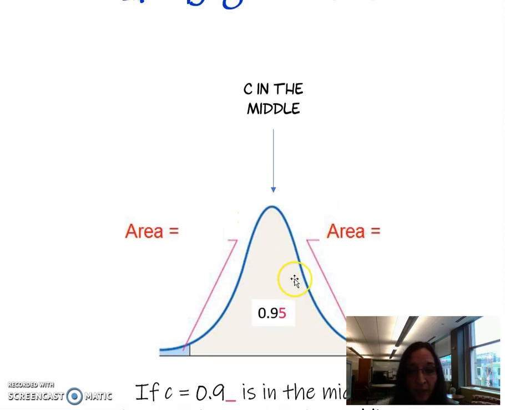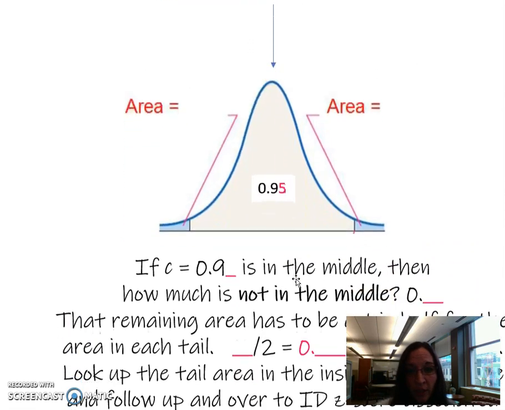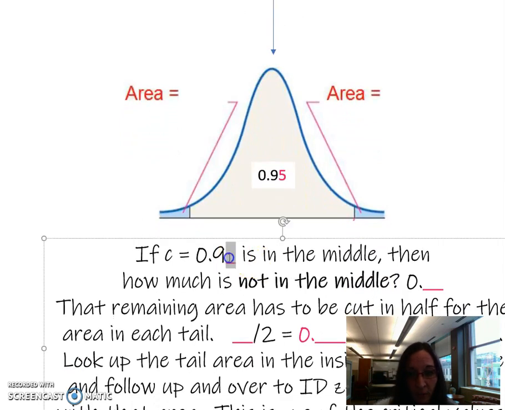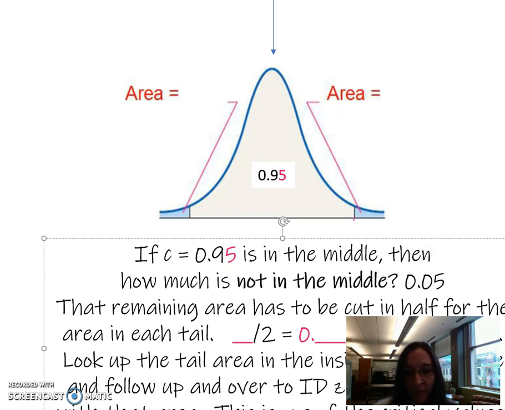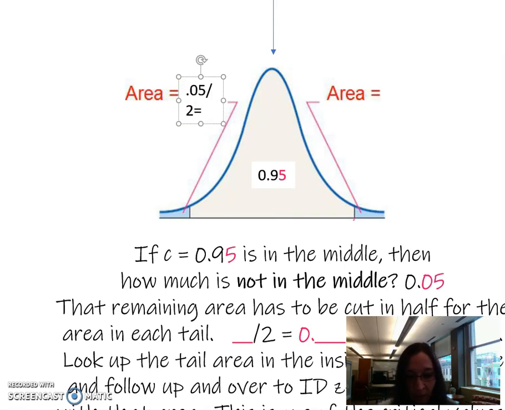And so if 0.95 is the area in the middle, how much is not in the middle? 0.05. And that 0.05 needs to be equally divided into each of the tails because the normal distribution is symmetric about the mean. So if we take 0.05 and cut it in half, we get 0.025 is the area in each tail.